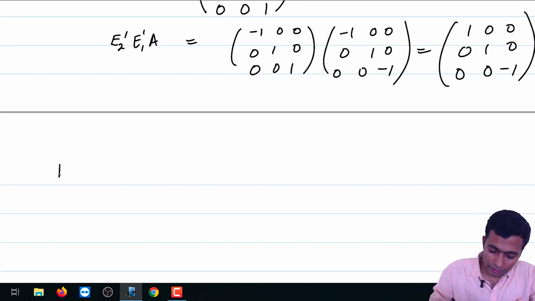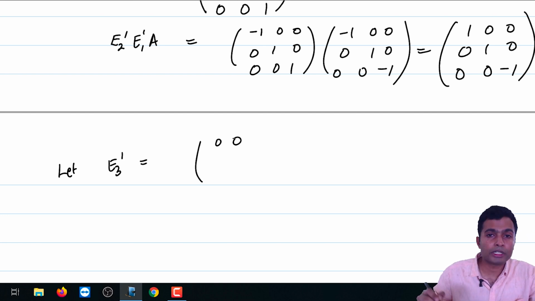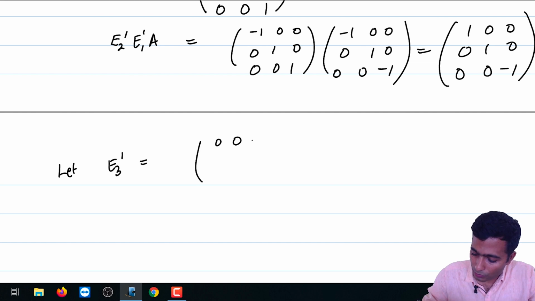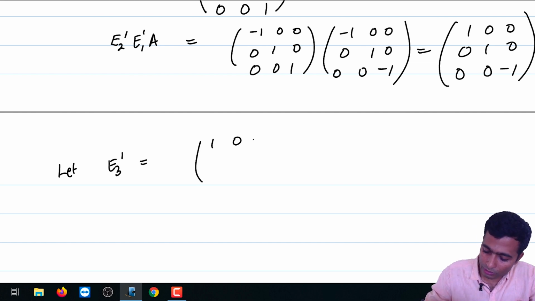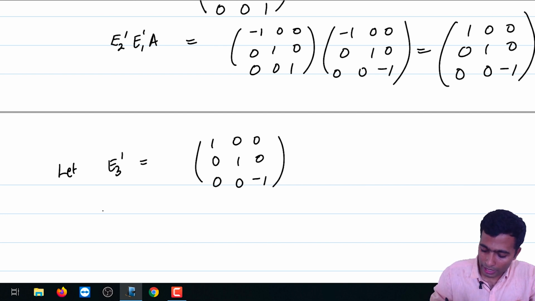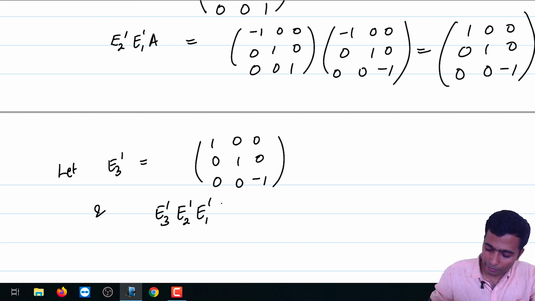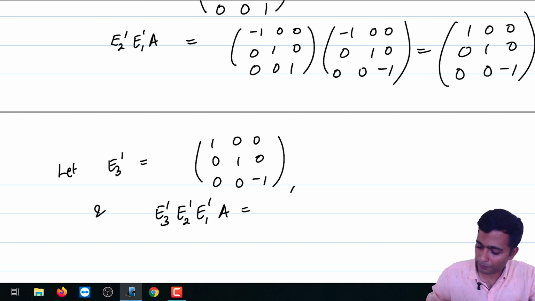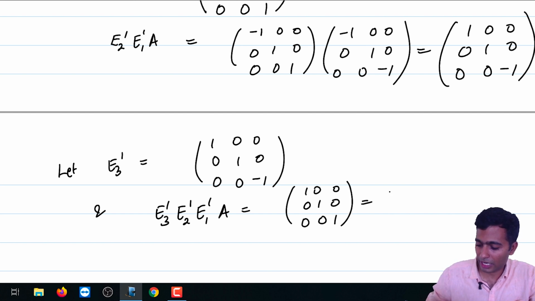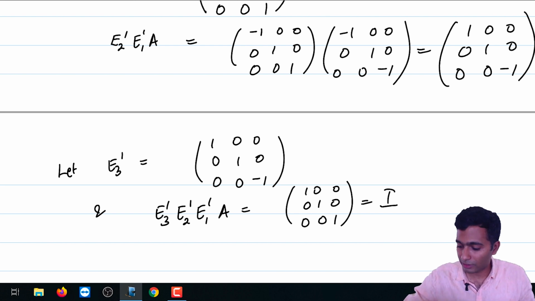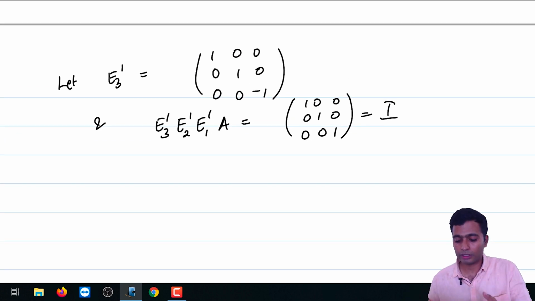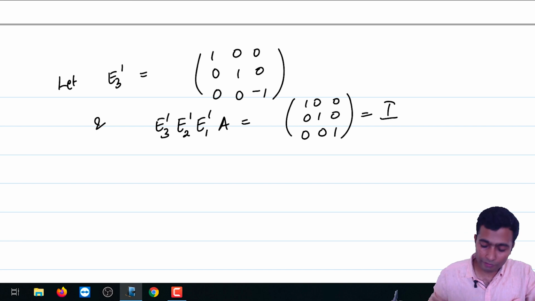Then let E3 prime be the matrix that multiplies the third row by minus 1. So this is 1, 0, 0, 0, 1, 0, 0, 0, minus 1. You can check that E3 prime, E2 prime, E1 prime A is equal to 1, 0, 0, 0, 1, 0, 0, 0, 1, which is the identity matrix. So we have essentially obtained E3 prime, E2 prime and E1 prime.